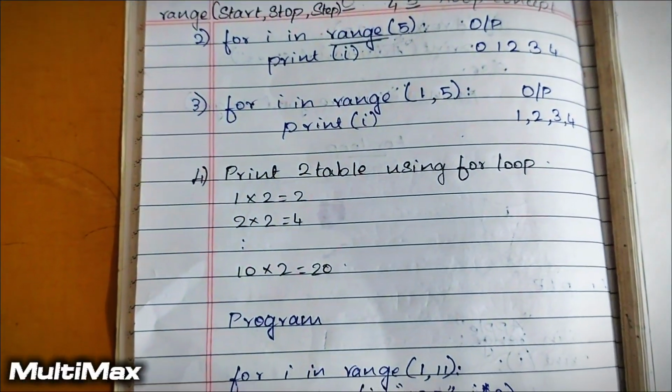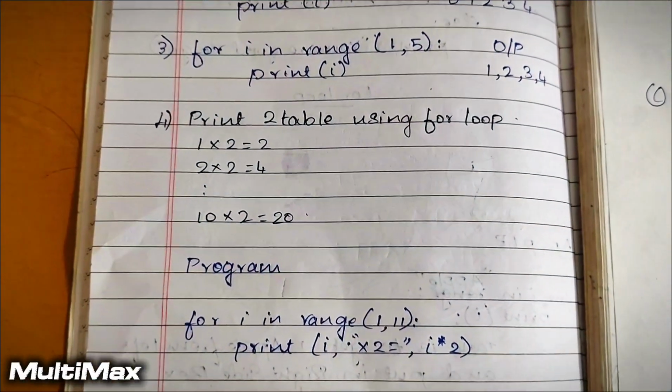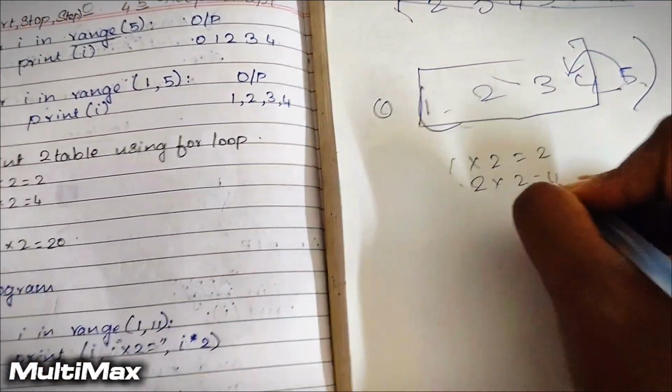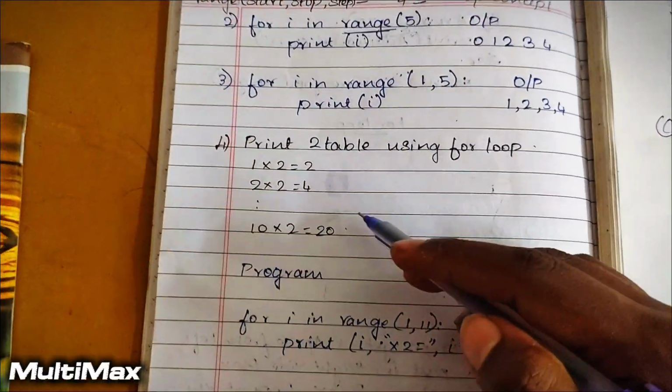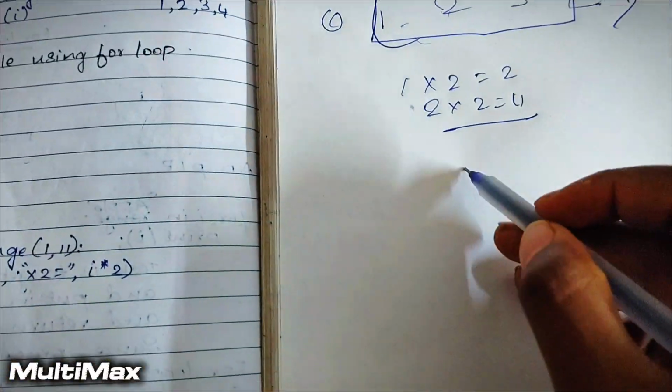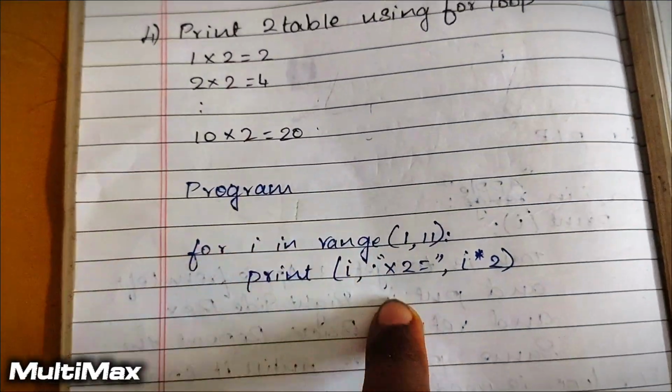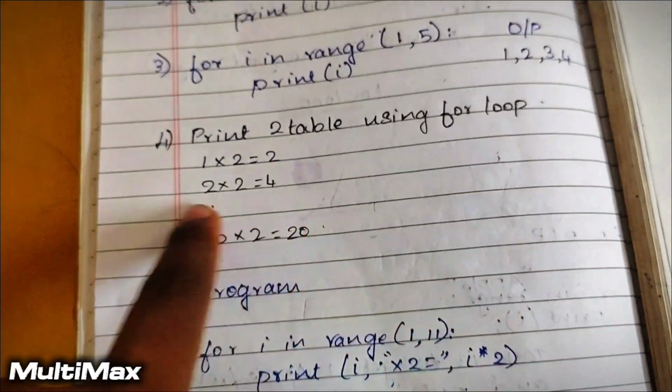Okay, next. Print 2 table using for loop. So 2 table means what? 1 twos are 2, 2 twos are 4. That's the thing given here. Up to 10 we have to print. So for that program, see: for i in range 1, 11. Why was I putting 11? Here only 10 is given.